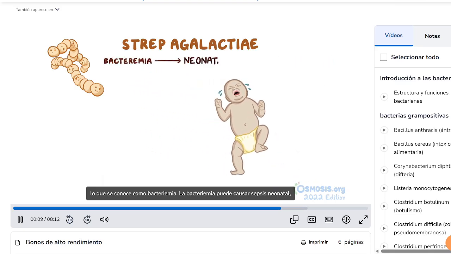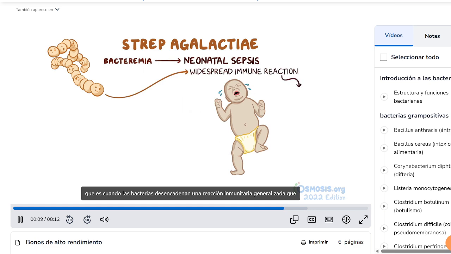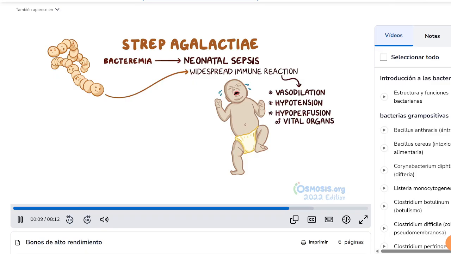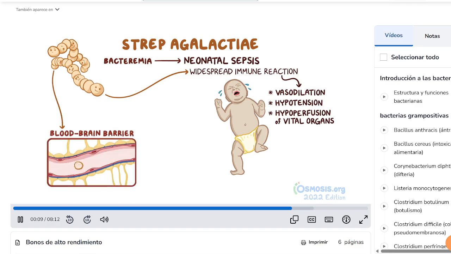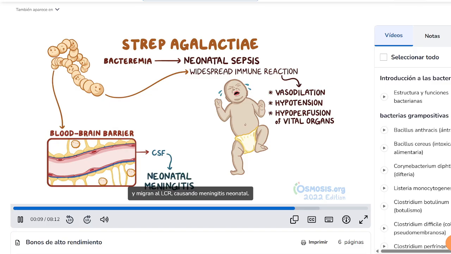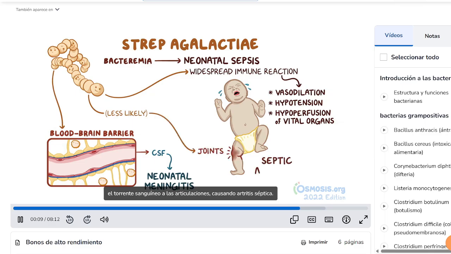Bacteremia can cause neonatal sepsis, which is when bacteria triggers a widespread immune reaction that causes vasodilation, hypotension, and hypoperfusion of the baby's vital organs. Alternatively, bacteria from the blood can cross the blood-brain barrier and migrate into the cerebrospinal fluid, causing neonatal meningitis. Less likely, but possible, the bacteria can also travel down the bloodstream to the joints, causing septic arthritis.